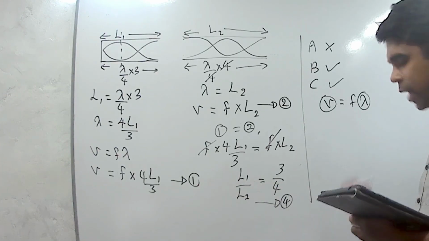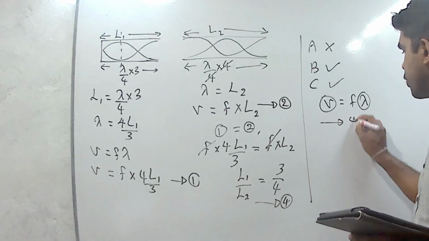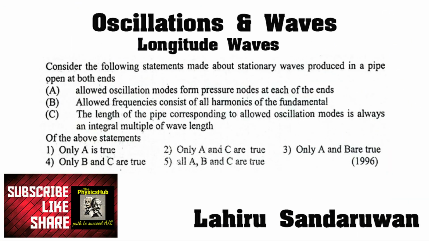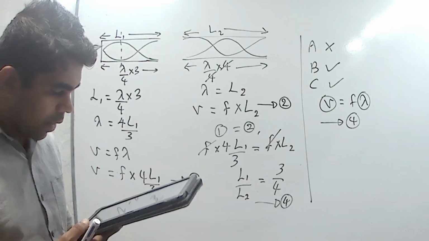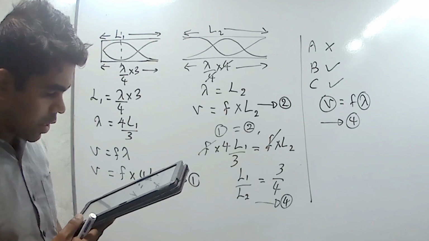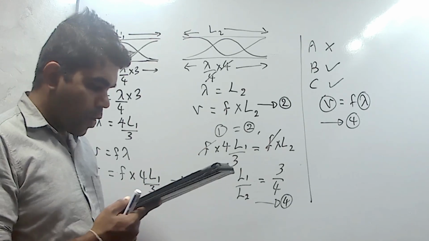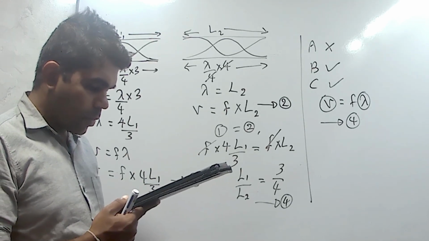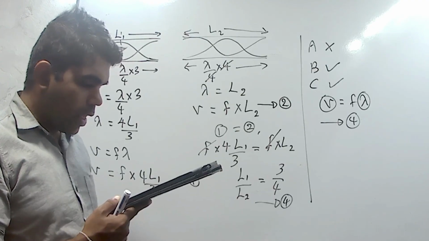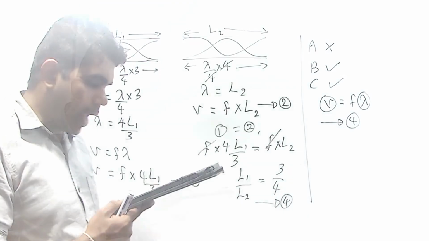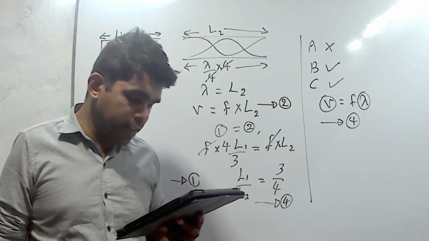B and C are true. Then the answer is 4. Consider the following statements made about stationary waves produced in a pipe open at both ends. A. Allowed oscillation modes form pressure nodes at each of the ends. Yes, it is correct.